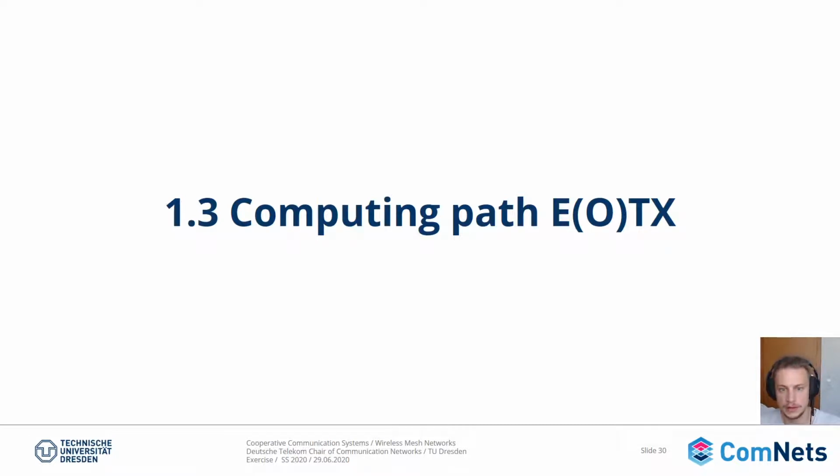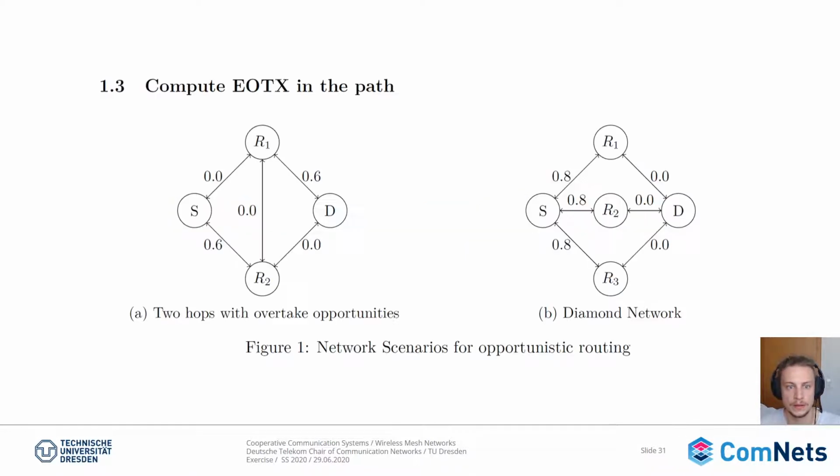We already come to the last task, which is also the biggest one, computing path EOTX. Here we have two different networks where we calculate the distance metrics for, so now it's path metrics, not only link metrics. The first one is called 2 hops with overtake opportunities, and the second one is called the diamond network. If you have watched my lectures, then you'll maybe recognize those networks from the opportunistic routing part of it.